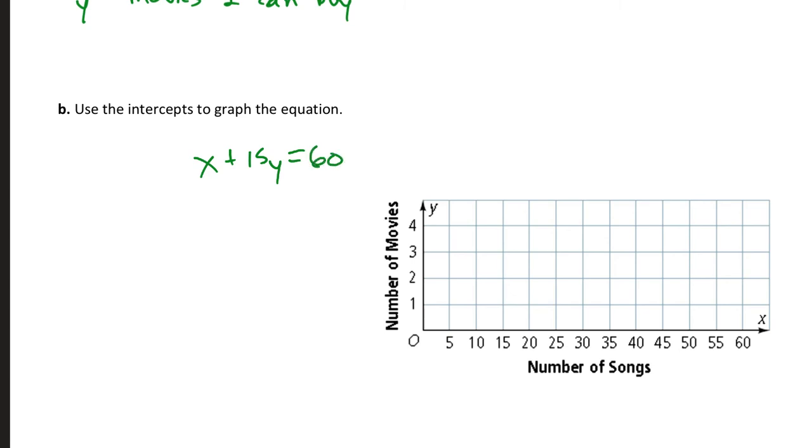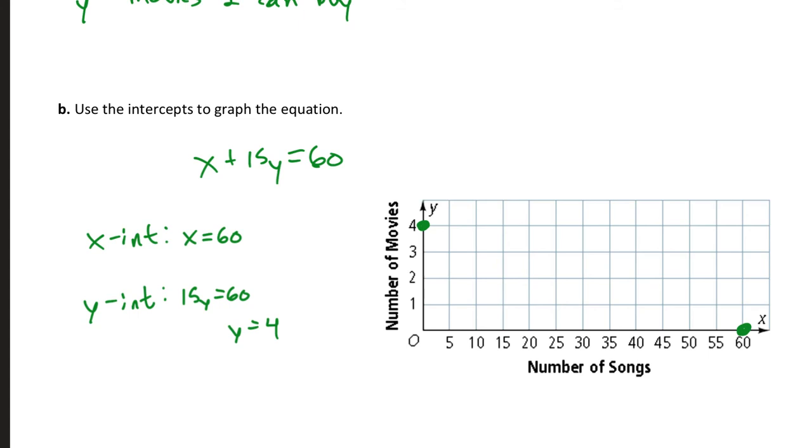Finding the x-intercept, I substitute 0 for y, which would be really just x becomes 60. So my x-intercept is 60. My y-intercept, if I substitute 0 for x, it becomes 15y equals 60. So y ends up being 4. My y-intercept is 4. Okay?